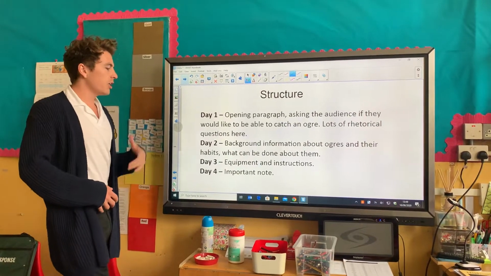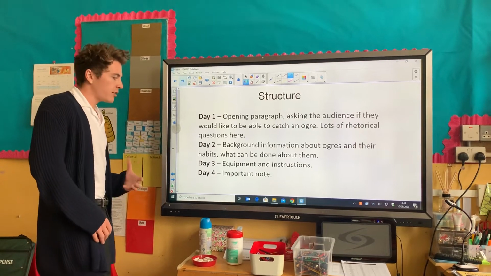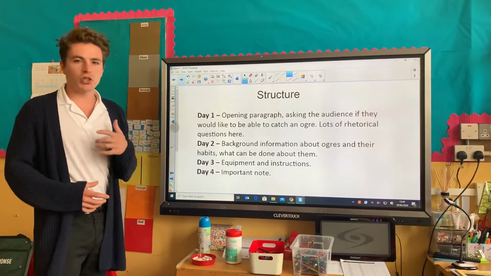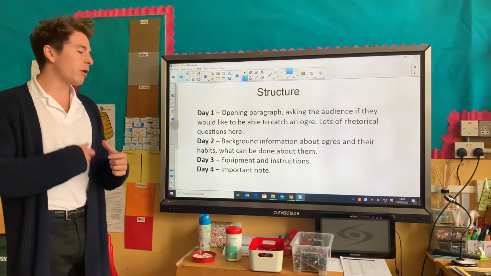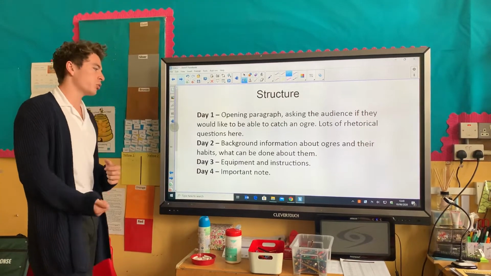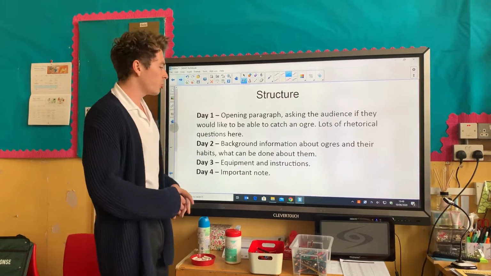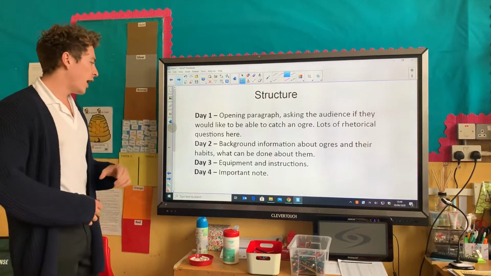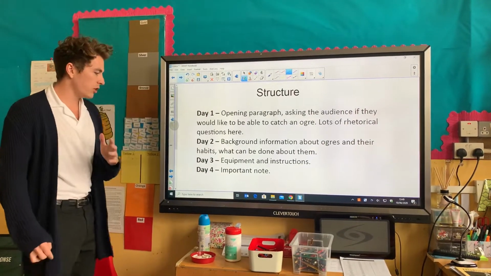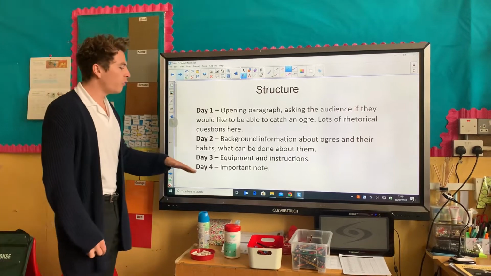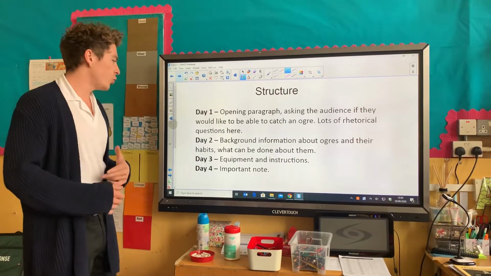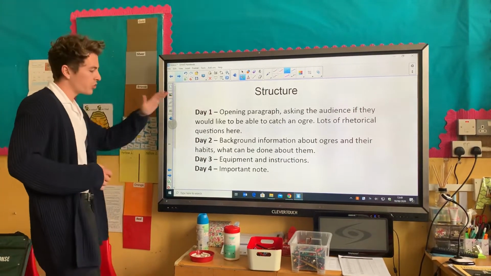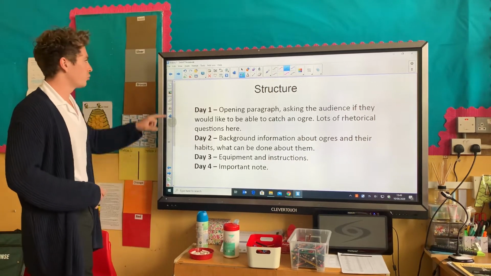Day 3 is where we really come into our instruction writing. You're going to be doing your equipment, which is going to be a list. So remember your colon and your commas that come between your list. And then we're going to come on to your instructions, which you need to make sure are numbered and you are using instructive language, okay? Day 4 might be a sentence or two at the end as an important note. And you'll see this structure in your modelled write.